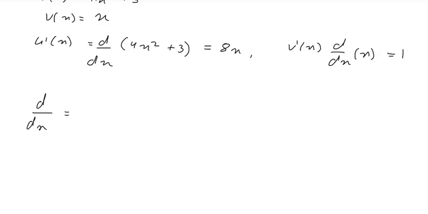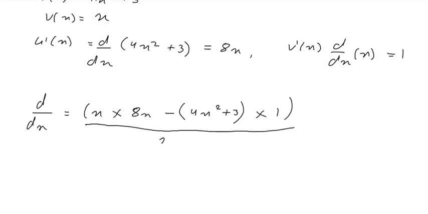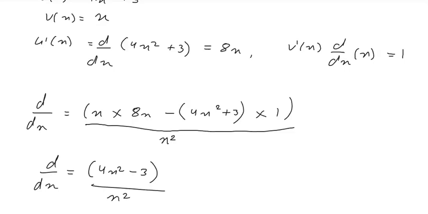Now moving further, dy by dx is equal to x multiplied by 8x, minus (4x² + 3) multiplied by v dash, which is 1, whole division with x square. Now simplifying it, we get dy by dx equal to (4x² − 3) whole division with x square.